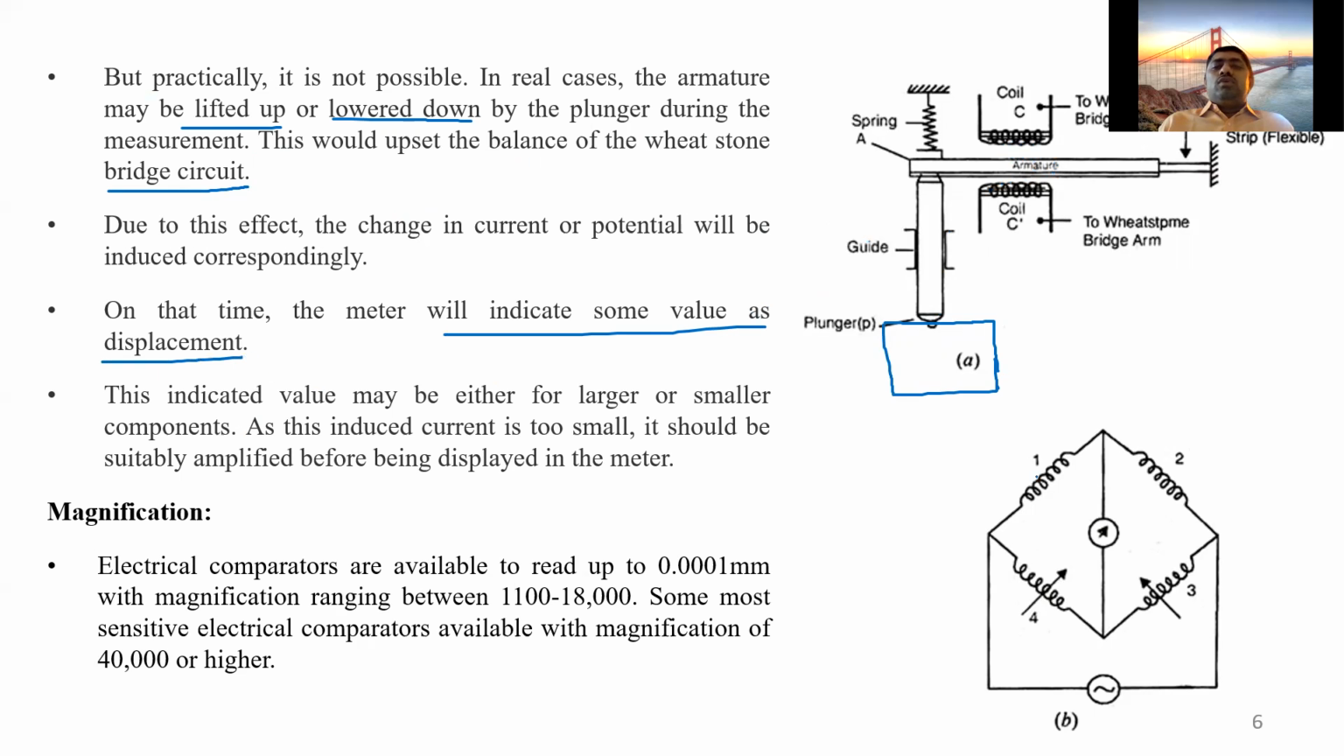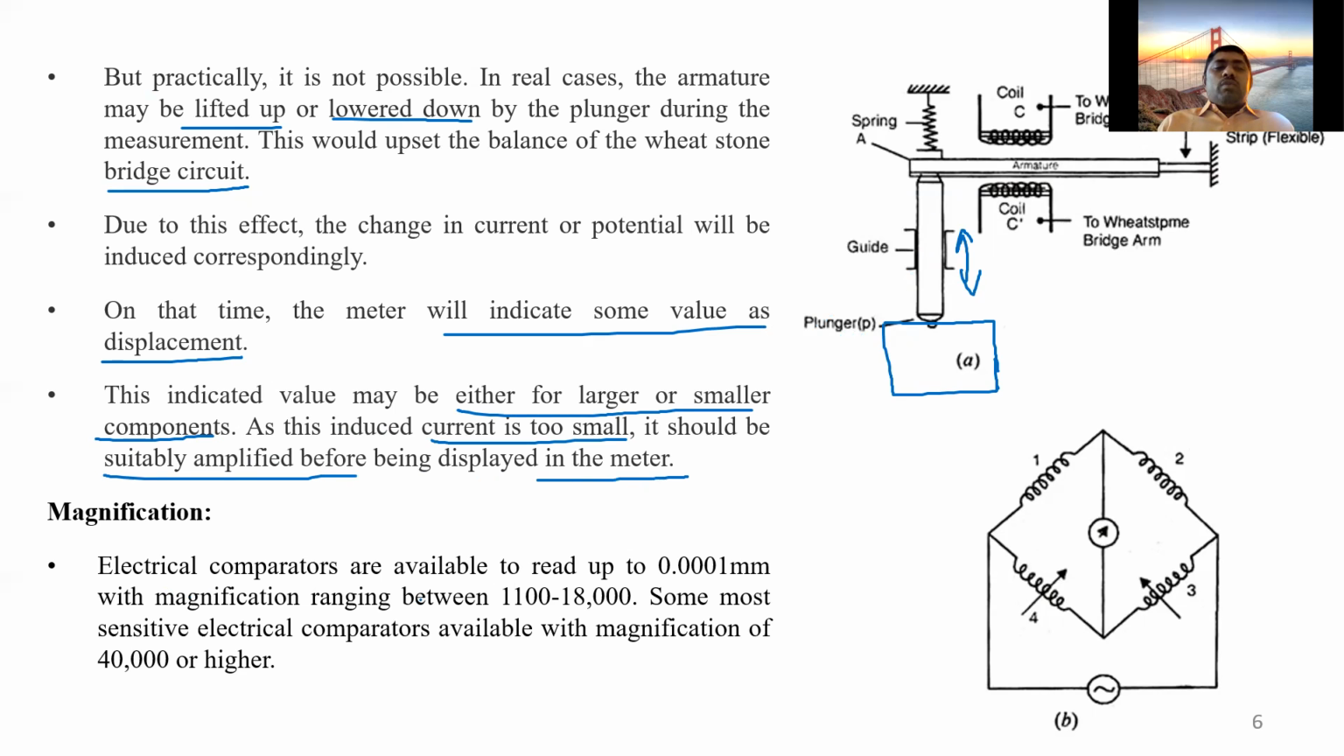So the current will flow through the galvanometer and show the reading. The plunger moves through the guide. This guide supports the plunger to move in the vertical direction only, that is, up and down movement only. So the indicated value may be for either larger or smaller components. As this induced current is too small, it should be suitably amplified before being displayed in the meter.